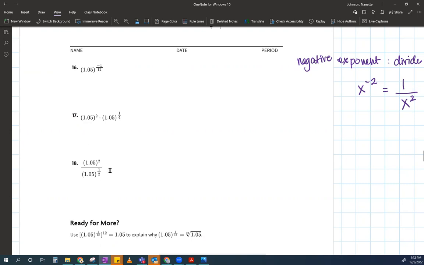And this one down here, does anybody remember how to divide? What happens when you divide? So for example, like x to the 7th divided by x squared. What did we have to do to our fractions here?